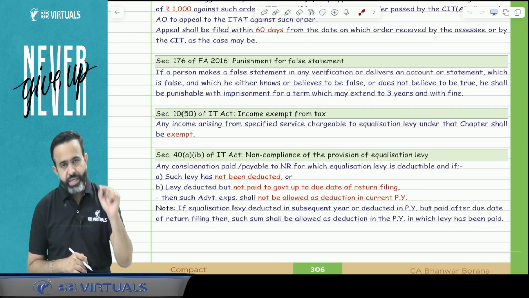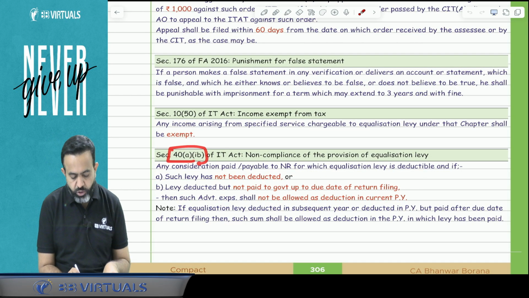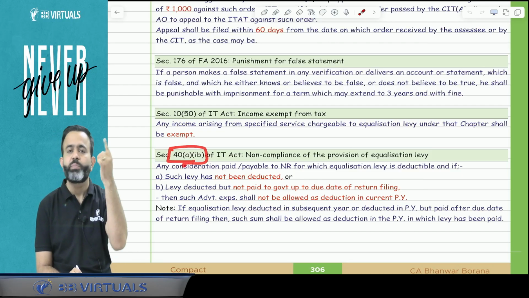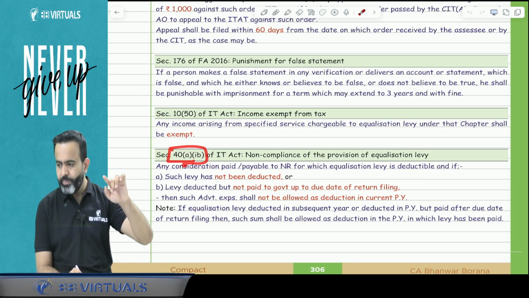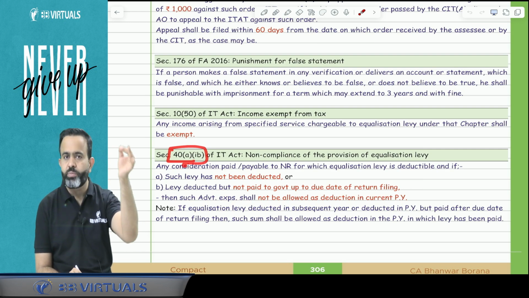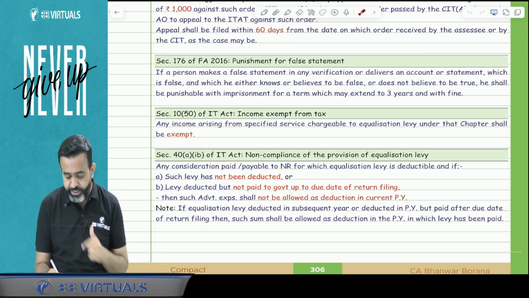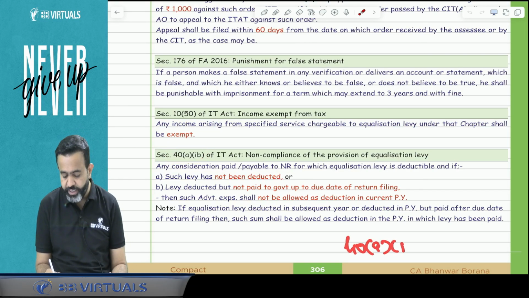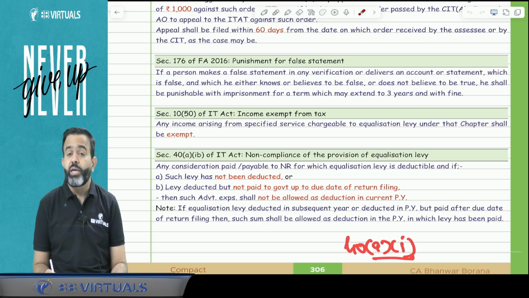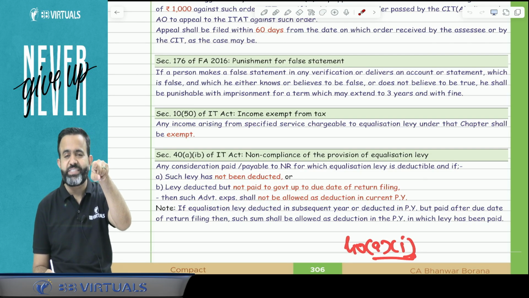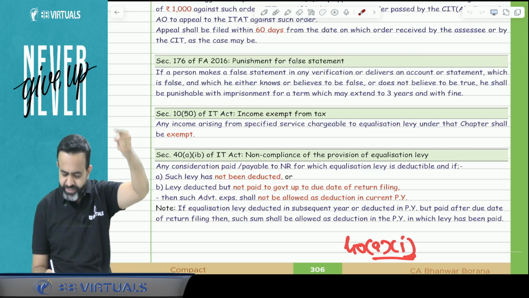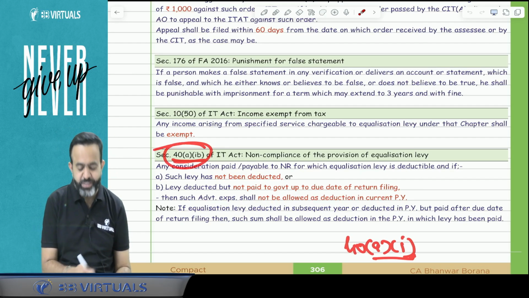Now one more point. Guys, there is section 40(a)(ib), and this section is from the PGBP topic. If you remember the PGBP topic, there was a similar section, section 40(a)(i). If any amount is paid to a non-resident or foreign company and TDS is not deducted in the previous year, or TDS is deducted in the previous year but not paid to the government up to the due date of return filing, then 100% of the expenditure will be disallowed. In the same line, there is section 40(a)(ib).